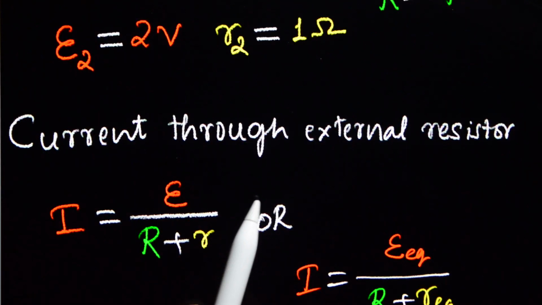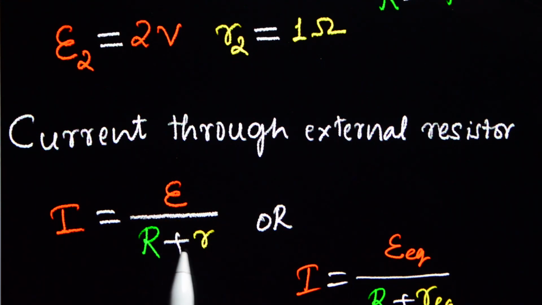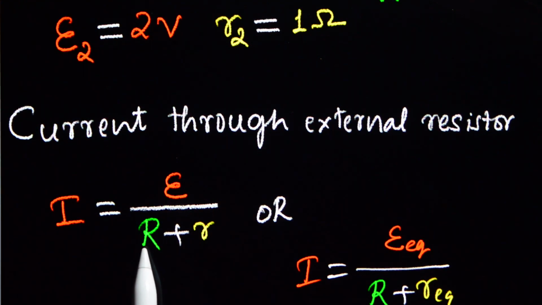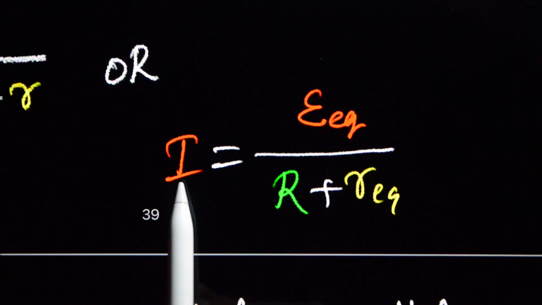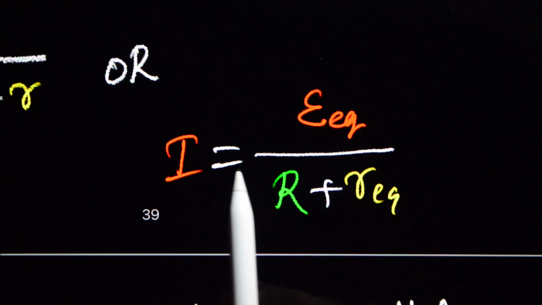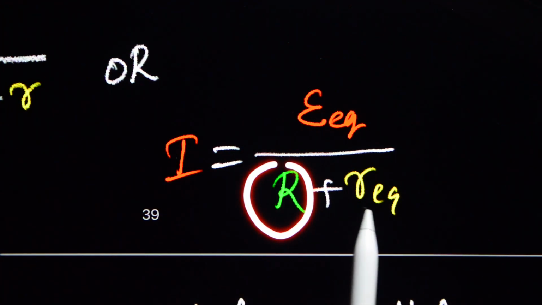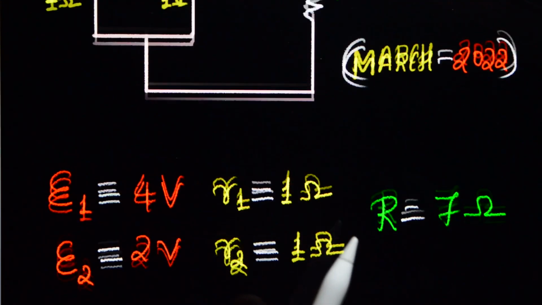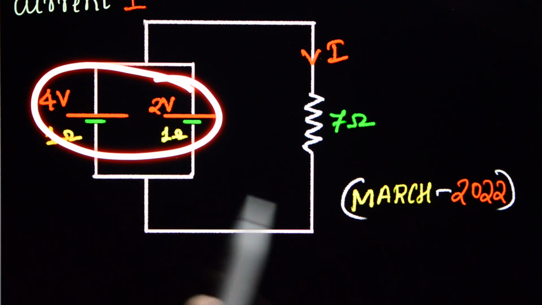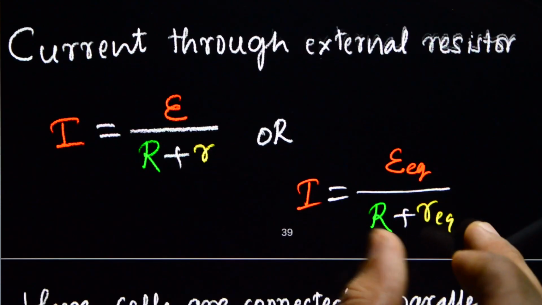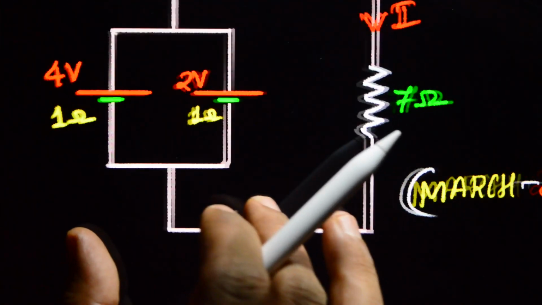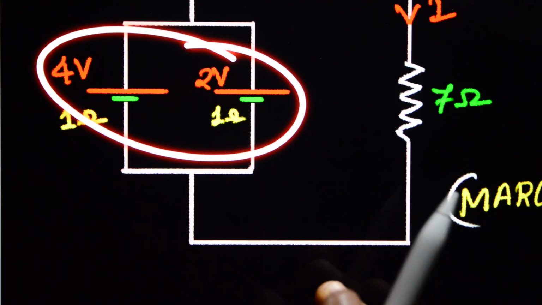To find current, we have a formula, that is I is equal to E divided by R plus small r. Here E is EMF of the cell, R is external resistor, small r is internal resistor. Now here we can write it like this, I is equal to E equivalent divided by capital R plus small r equivalent. Now what is this E equivalent? E equivalent is the effective EMF of this combination of two cells. And what is that r equivalent? R equivalent is the effective internal resistance of these two cells in parallel.